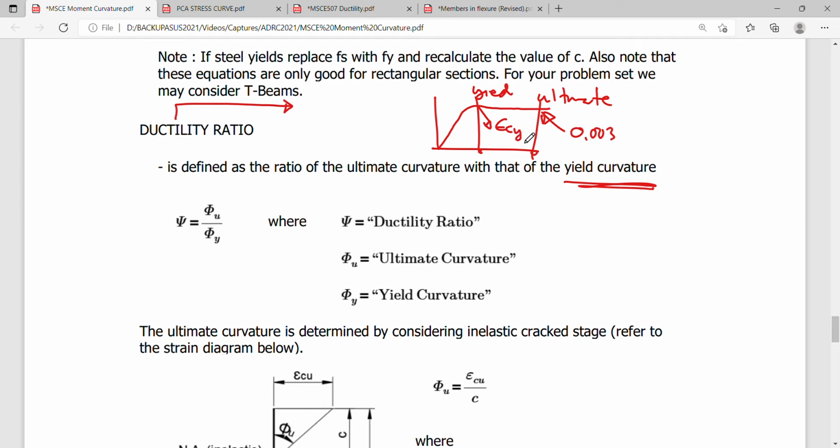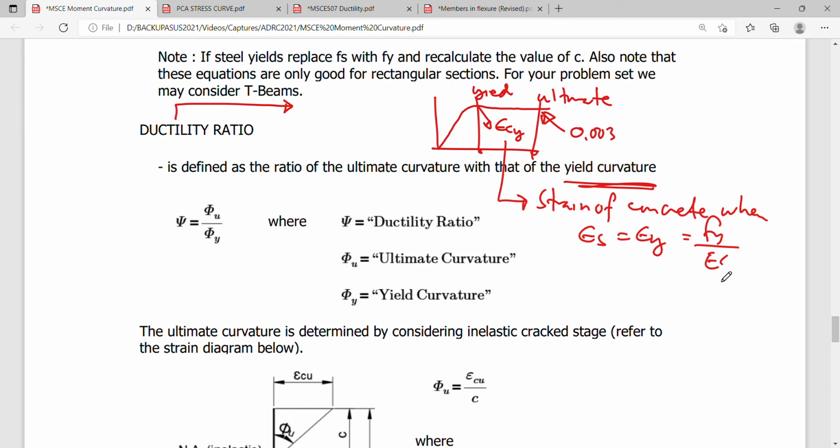Yield. Okay? Ano ibig sabihin ng epsilon C yield? Ito yung point ng epsilon C na nag-yield yung steel mo. Okay? So, epsilon C is the strain of concrete when ES is equal to EY, where EY is Fy over ES. Nage-gets mo yan? So, yung ductility ratio mo ngayon, ito yon.